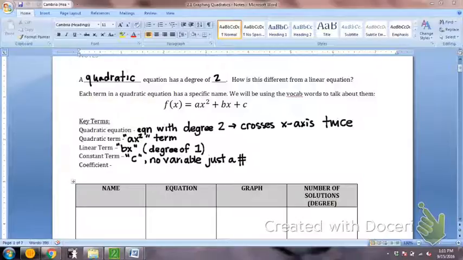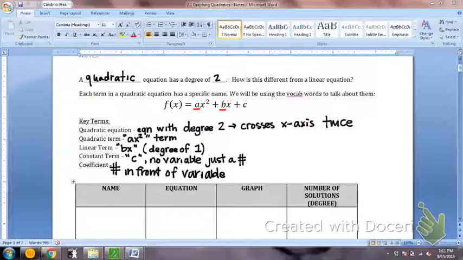What's a coefficient? A number that's by itself, that's a constant. The number with the variable. It's the number in front of the variable. So coefficient is the number in front of the variable. So in this example up there, A is a coefficient, B is a coefficient. And C is not necessarily a coefficient, but it's a number, okay?